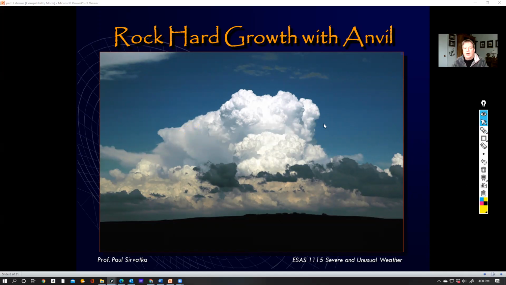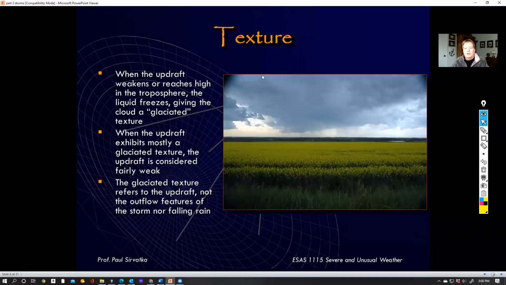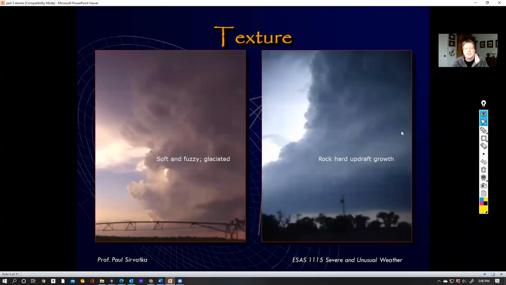But if I go on, I can also see indications of something down here. Now, in this case, keep in mind that it's smoother and softer because there's rain. Rain is not the texture, okay? But if the updraft that we have, instead of being really rock hard, starts to smooth off, we say that the updraft is glaciated, okay? And that usually means it's somewhat weaker.